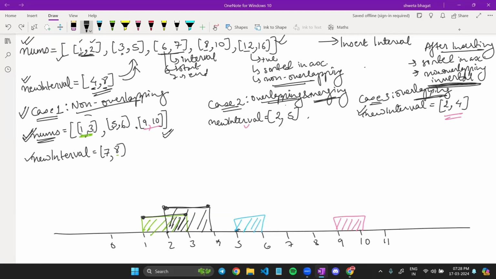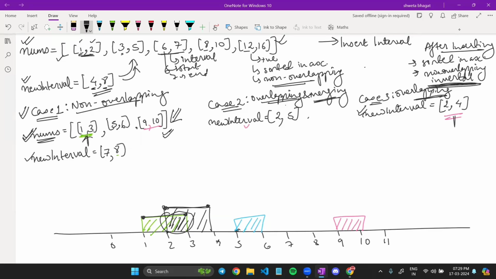But in this example, what do we have? We don't have the overlapping part again and again. So we don't have to do the merging again and again. We have the overlapping part only once. So what we have to do? We have to merge the new interval in the existing intervals array only once, correct? So let's see what we are going to do.